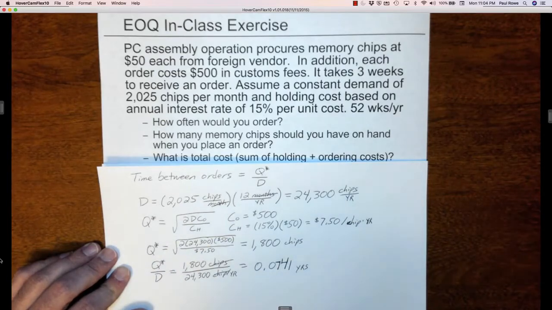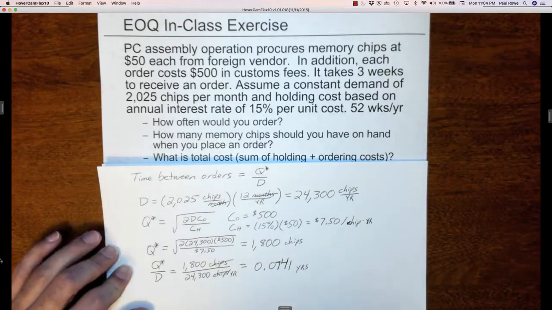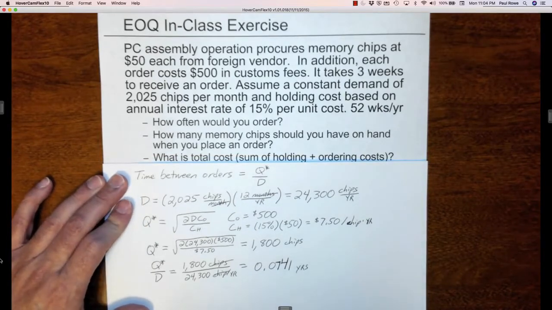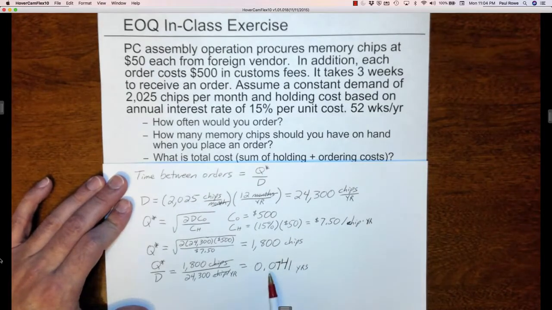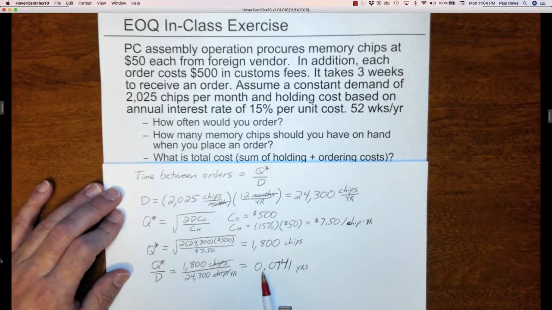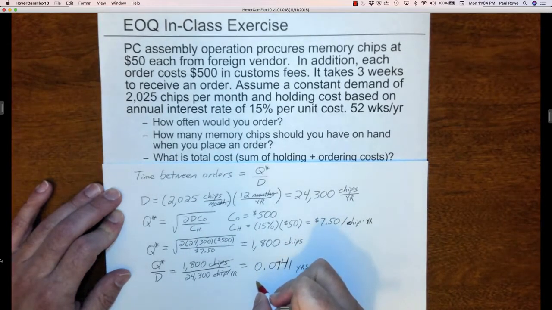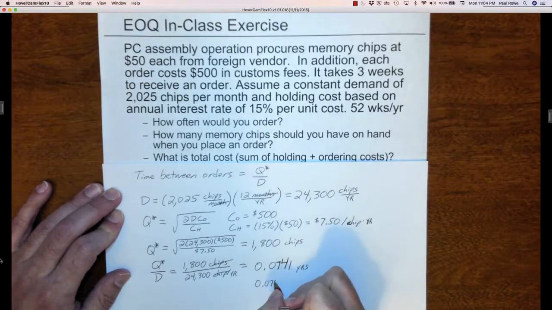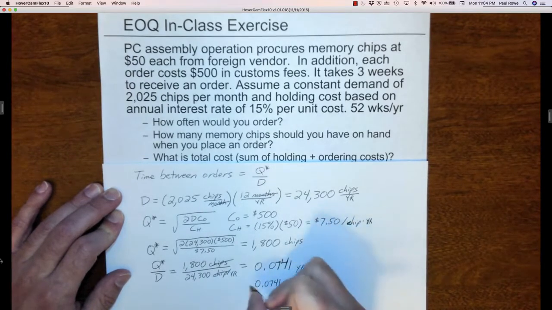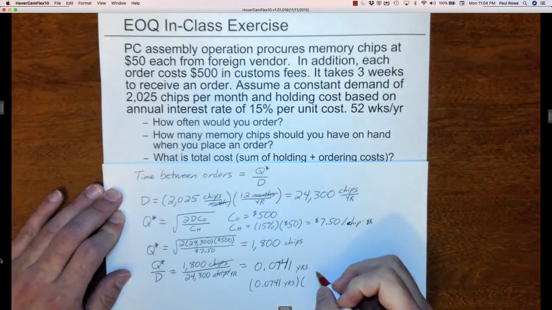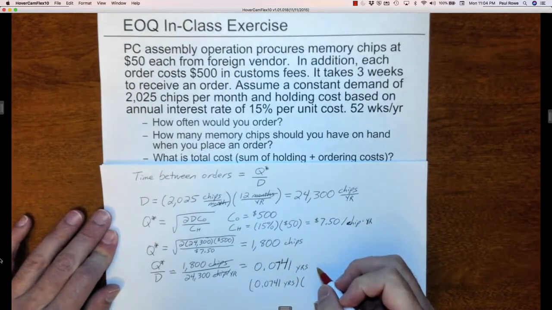Well, we're looking at something like this. We want to try and put this in something that is fairly intuitive for whoever's going to be using this information. So you can ask yourself, if somebody came to me and said that I would need to place an order every 0.0741 years, would that be intuitively obvious for you? Probably not. So then we can look at a couple other options. So we can take that 0.0741 years and convert that into months.